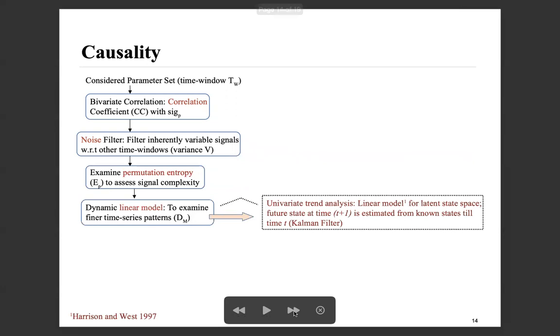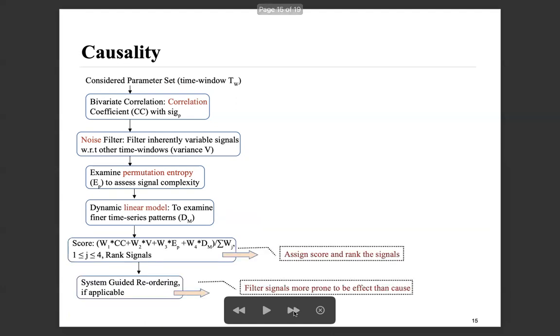Then we analyze the univariate trend in the signal by applying dynamic linear model, which is a form of Kalman filter. It models the latent state space. So the idea is to estimate future states using the known observations until the current state. If there are interesting dips and spikes in the signals, we prioritize those signals over the others.